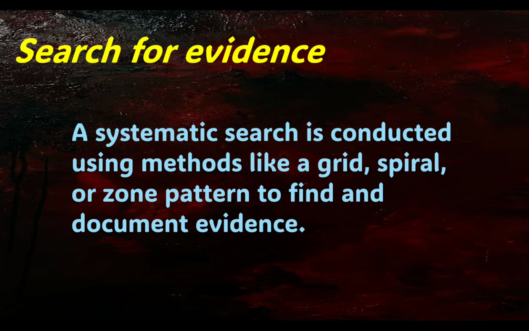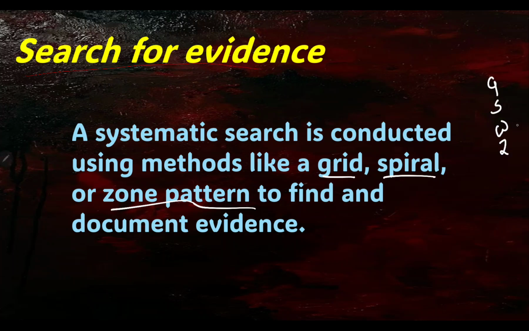Okay, then the next S of the crime scene is search for evidence. So what does search for evidence mean? It simply involves searching for the evidence. A systematic search is conducted using methods like grid, spiral, and zone patterns to find and document evidences. I have made you learn 4 to 5 types of searching methods, where you have the grid method, spiral method, wheel method and zone method, right?